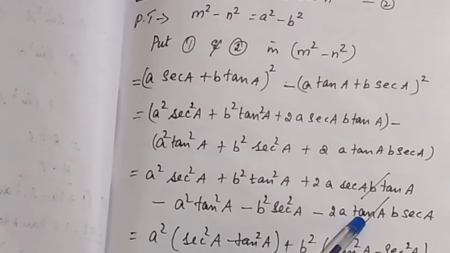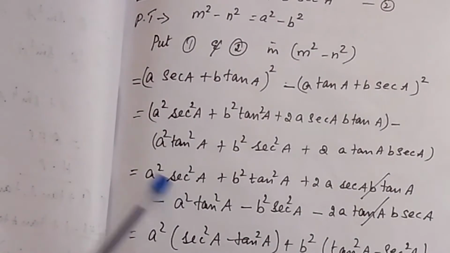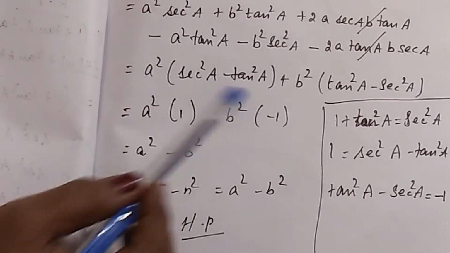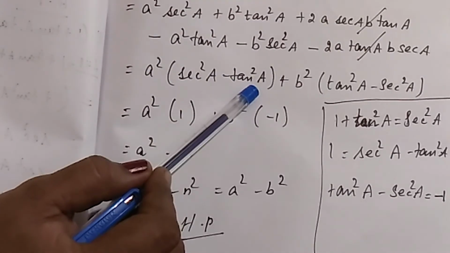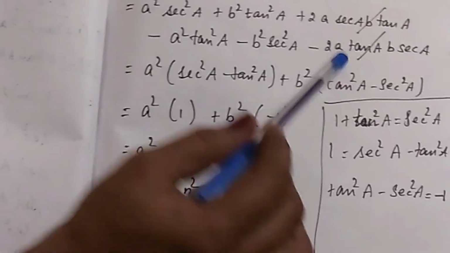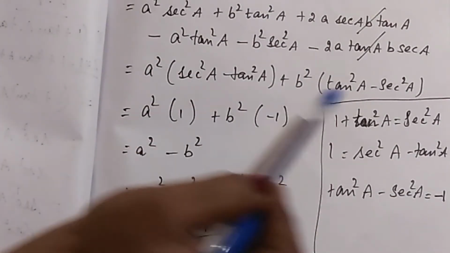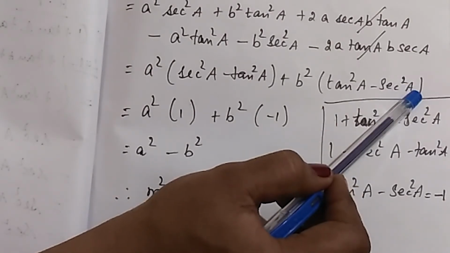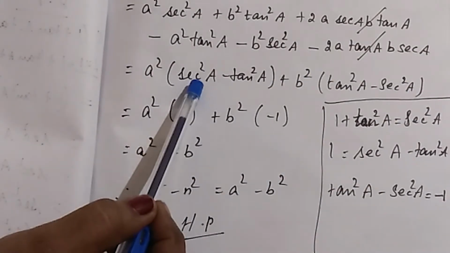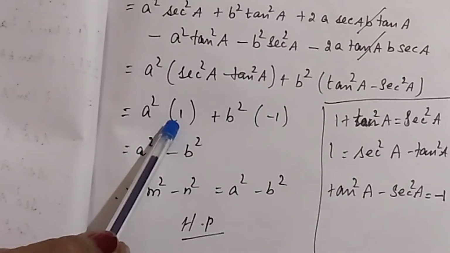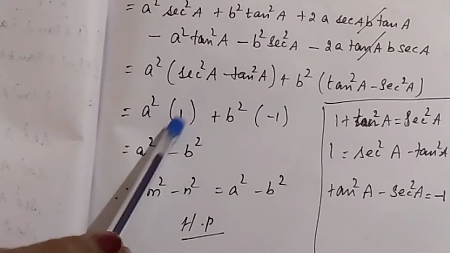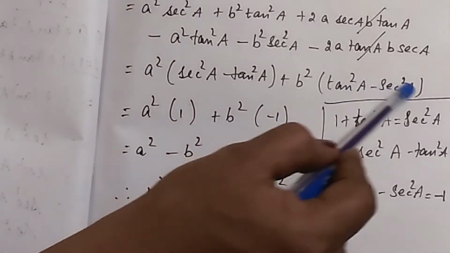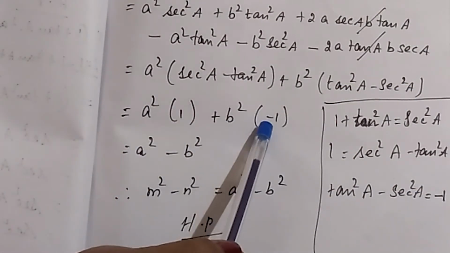Plus and minus get cancelled. Then in these two, a squared will be common. Take it out. A squared inside the bracket: secant squared a minus tan squared a, plus in this b squared common. Take it out and write tan squared a minus secant squared a. Okay. Now secant squared a minus tan squared a is 1. A squared into 1 plus b squared. And tan squared a minus secant squared a, you will get minus 1.